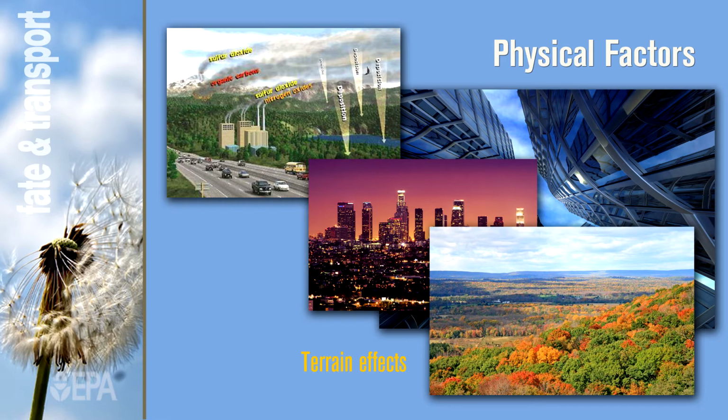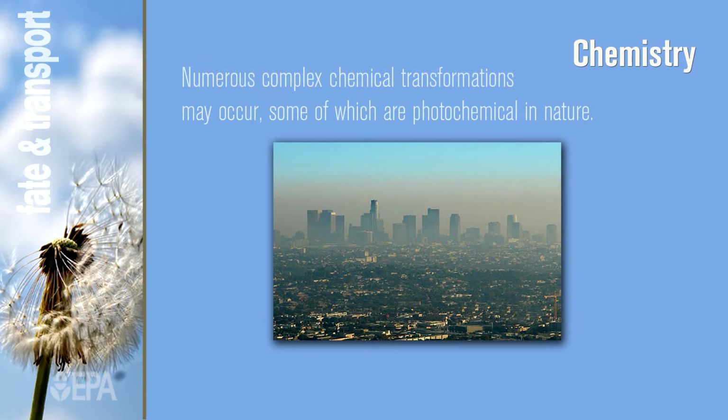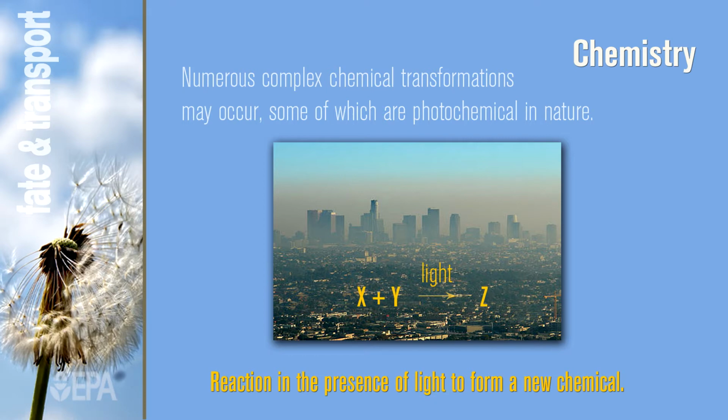And a final thing in freight and transport that we look at is the chemistry of the plume itself. While most pollutants that we look at from an air toxic perspective, we treat as pretty much inert pollutants. In other words, we don't allow them to react in the short run. Some of them are very reactive, such as formaldehyde.